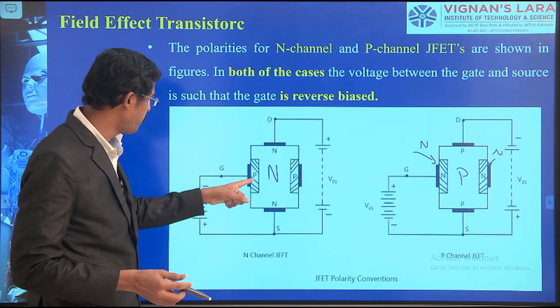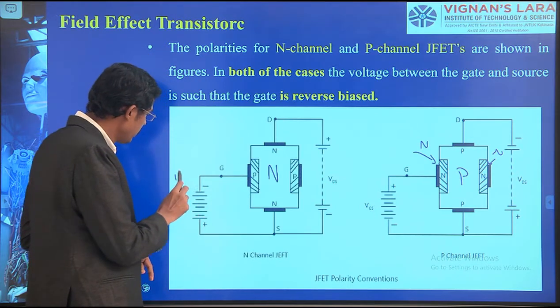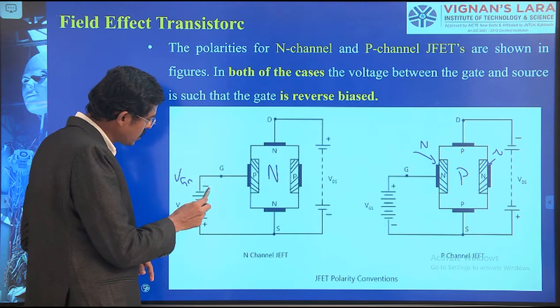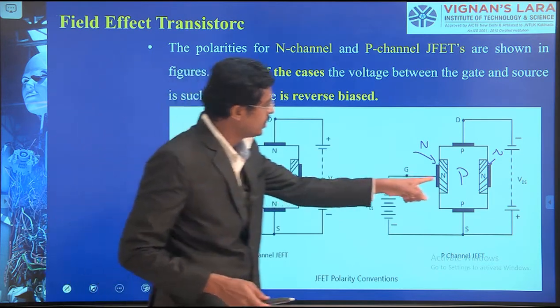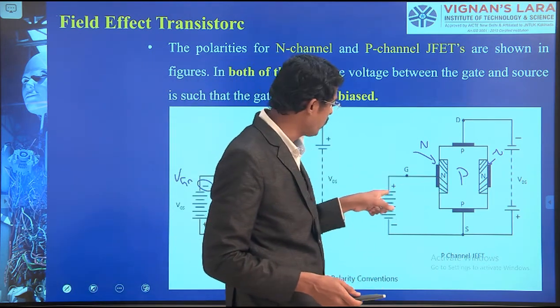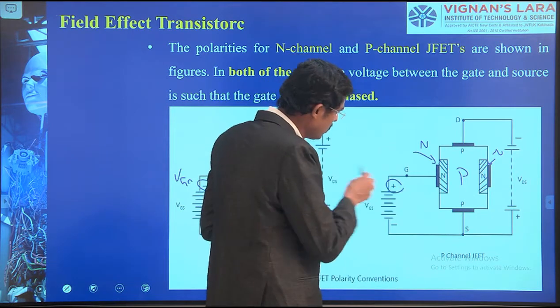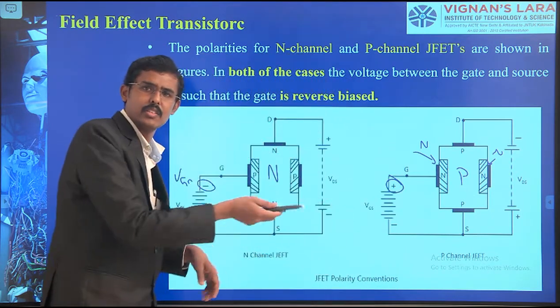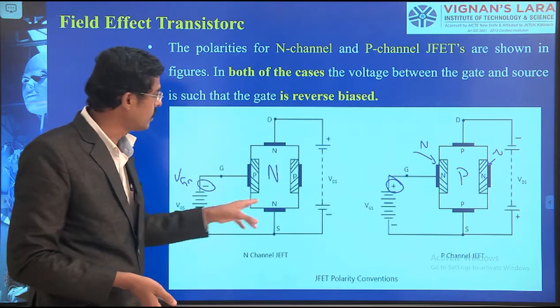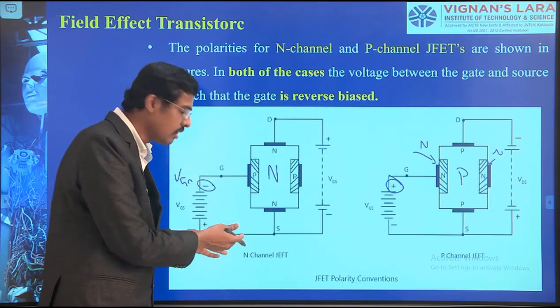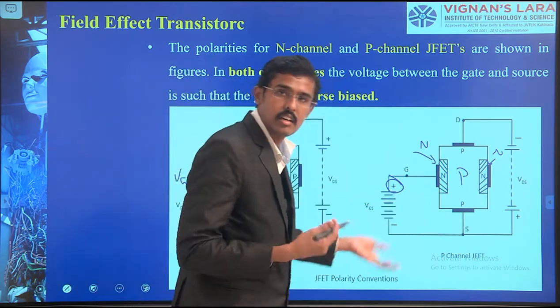So here for P, I am giving negative. V_GS is negative. See this one, negative. For this one, here it is N, so I want to give positive, and I have given positive. So this is the difference. We have to draw that main diagram, and these are the two: N channel FET and P channel FET.